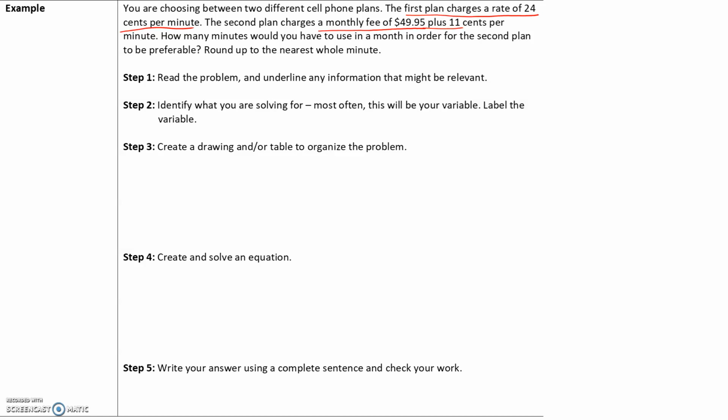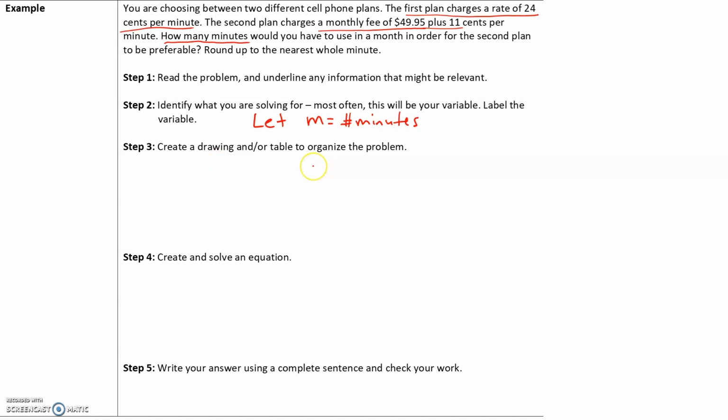So what are we looking for? It says how many minutes, so that's what we're looking for. In this case it's minutes, so we can use x, but I'm just going to use m. So we're going to let m equal the number of minutes.